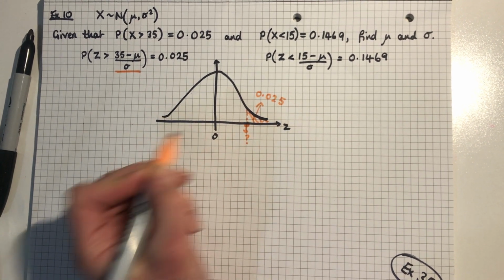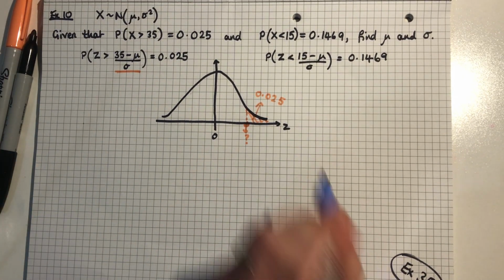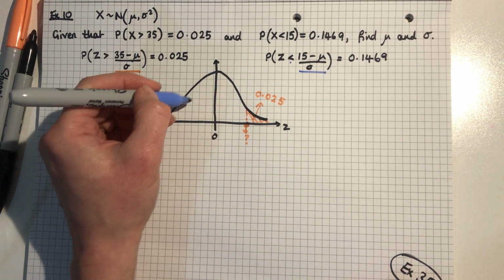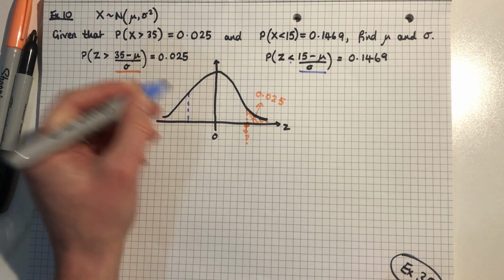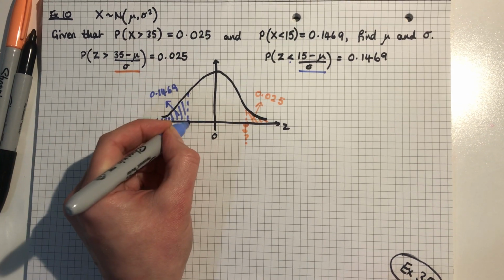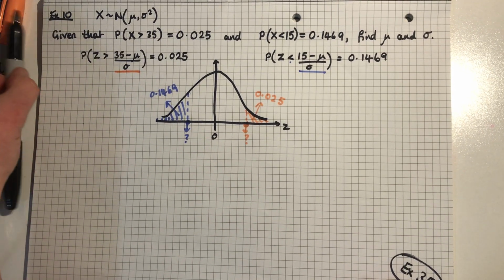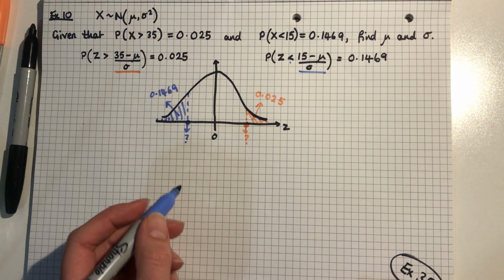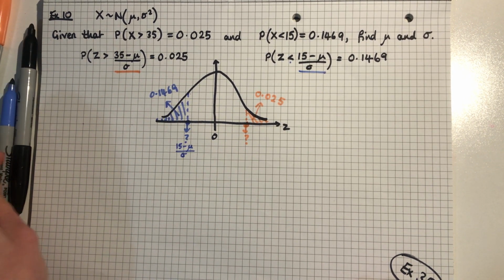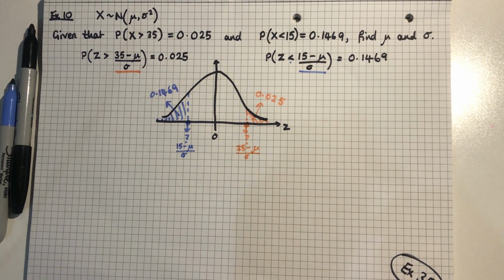And I want to find that value there, because that's what I'm going to equate to this. But then, coming over here, the probability that we are less than this value is 0.1469, so it's a slightly bigger probability than that one, but we're less than. 0.1469 goes there. I want to find that value as well, and that's this one. So I could write on here the calculations that give these values. So this one is (15 minus mu) over sigma, and this one was (35 minus mu) over sigma.